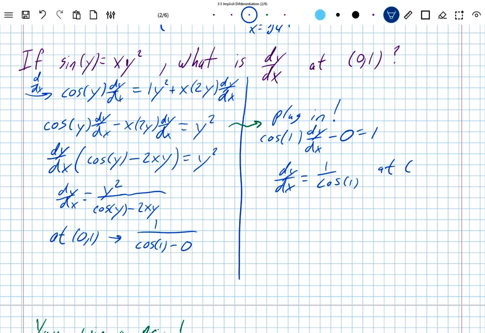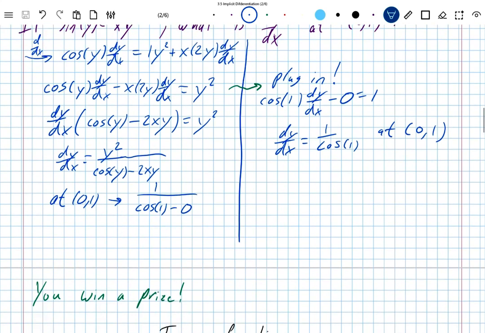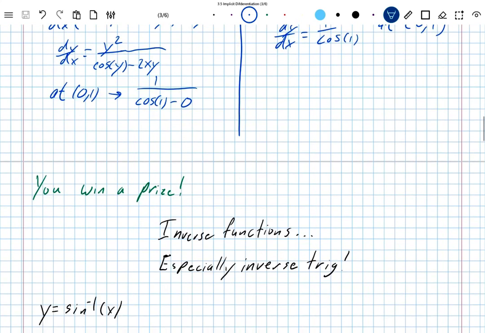at 0, 1. So if you have the x and y values, feel free to just plug in right after you take the derivative. You cannot plug in before you take the derivative. If you do that, the equation looks like constants on both sides, and you just get 0 equals 0. That's no good.